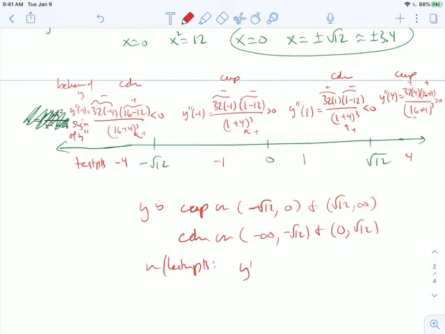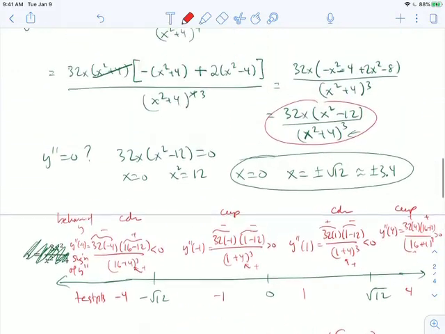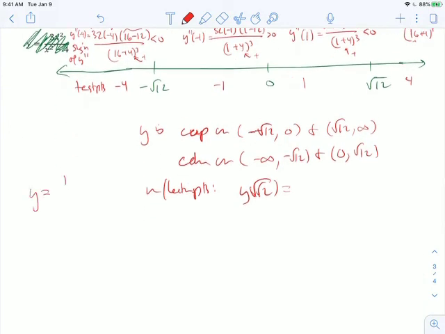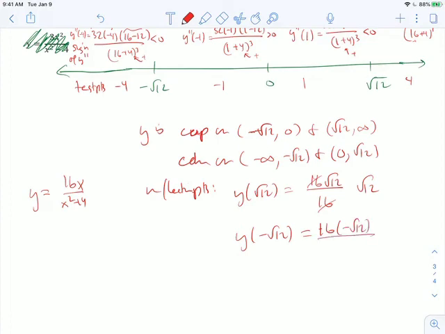well, let's look at what y of the square root of 12 is. So let's go back and remember y was 16x over x squared plus 4. So y, let me tidy that up just a little bit. Y of the square root of 12 is going to be 16 square root of 12 over 16, which looks like it's going to be square root of 12, and y of negative square root of 12 is going to be 16 times negative square root of 12 over 16. I get negative square root of 12.